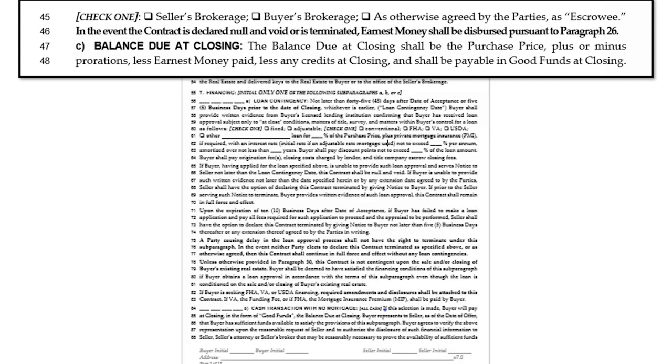If in fact the seller's brokerage does not hold earnest money, and your office does, you check buyer's brokerage, and then you hold the earnest money. If neither of us do, then we have the option of checking the third box, which is "as otherwise agreed by the parties as escrowee," and that means as otherwise agreed by the parties. You and I can continue to negotiate this contract when neither one of us holds earnest money, because we don't need to worry about it right now.